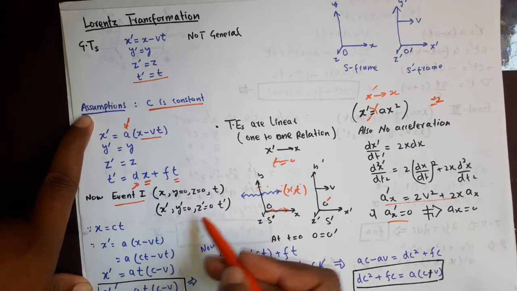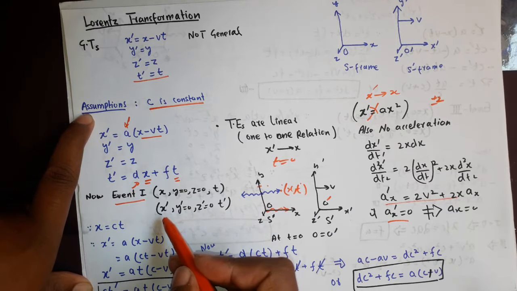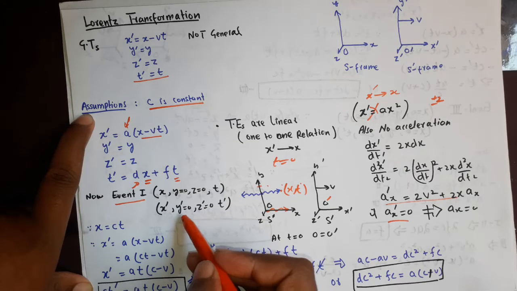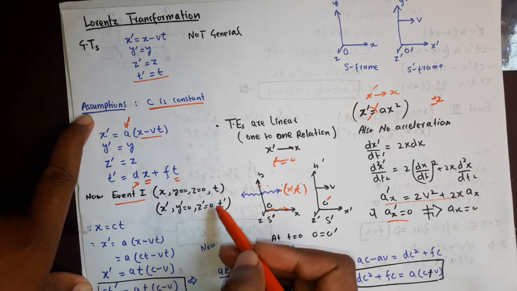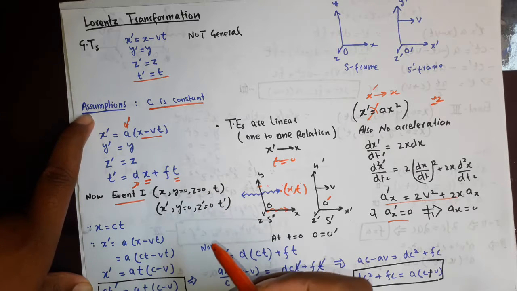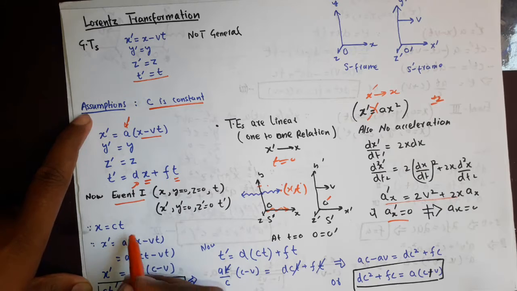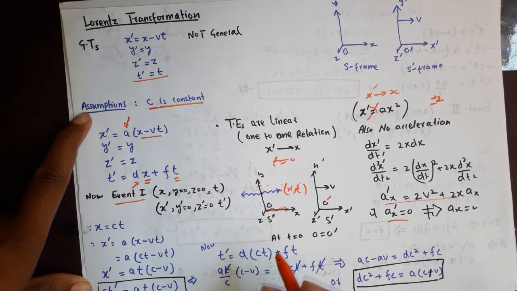And similarly for this particular point in the S prime frame, I can write x prime, y prime, z prime should be 0, and t prime. So now these are the coordinates for the first event. And now we will use the postulate that the speed of light is constant.